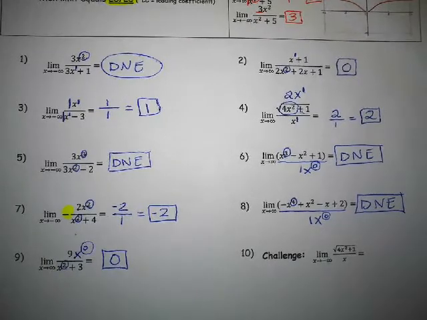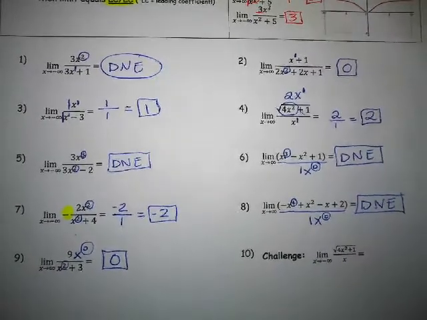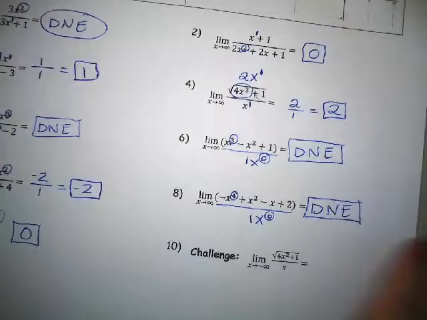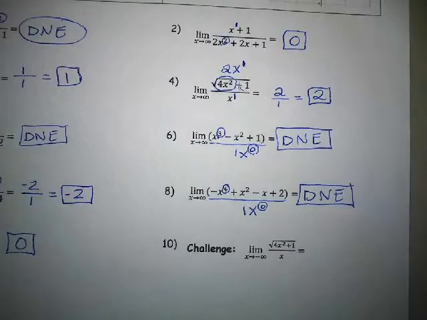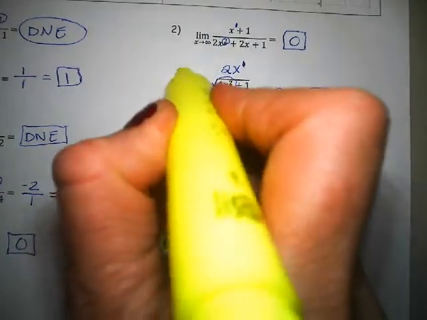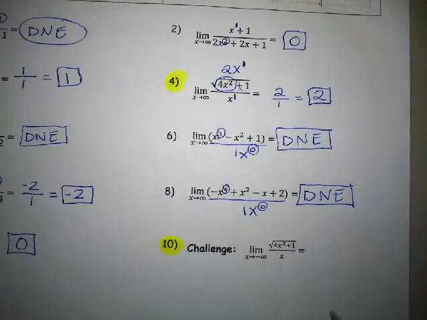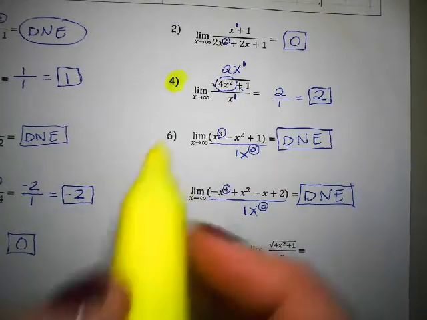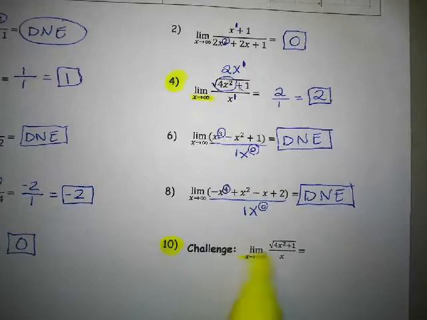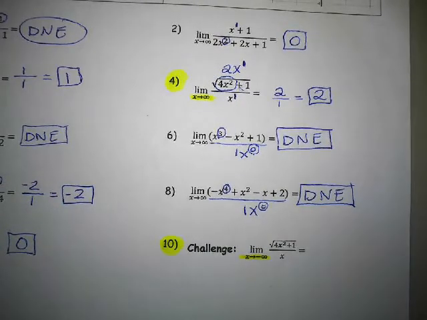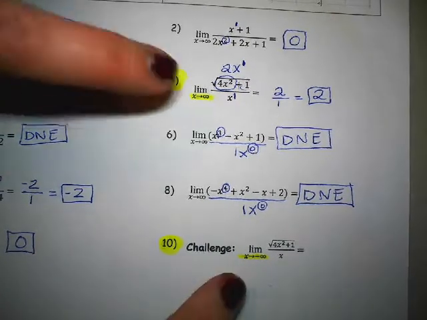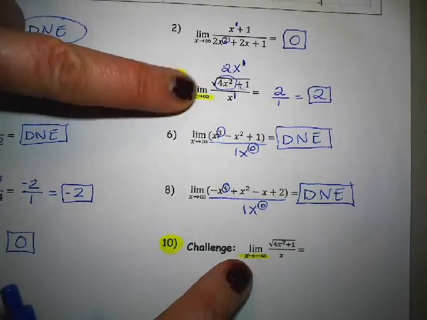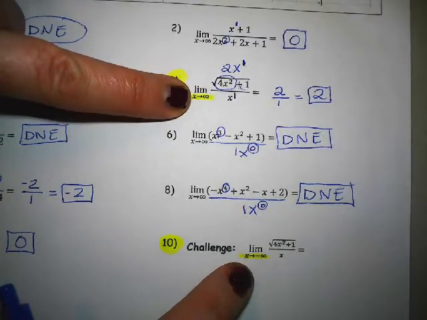We have one last problem, number 10, and you might say, why is number 10 a challenge? It looks really similar to number 4, doesn't it? Let's compare number 10 and number 4. The problems look identical, except what x is approaching. Now, when something's under the square root or underneath a radical, that is the only time that the same thing is not going to happen when I'm going to positive infinity and negative infinity.